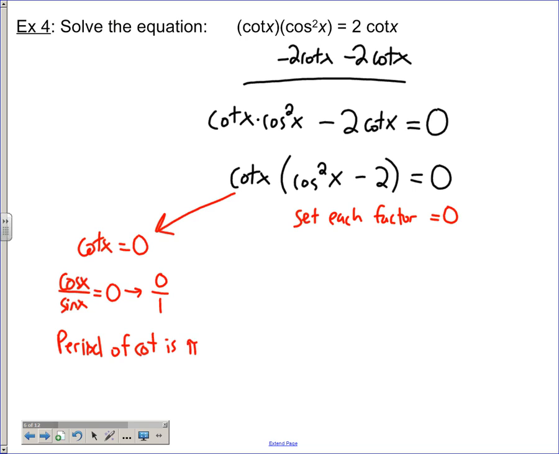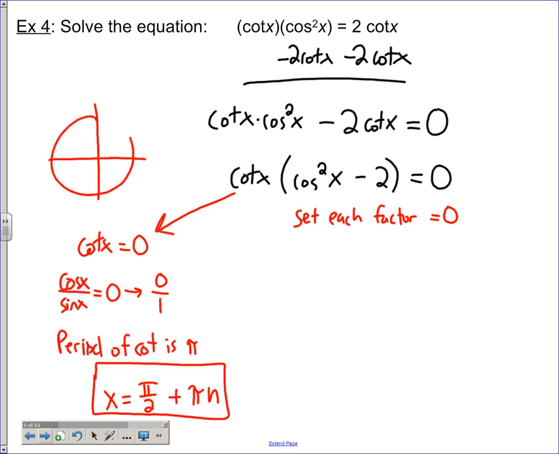So we're going to take our first answer. When cosine is 0 and sine is 1, that's at the angle pi over 2. So our first answer is x equals pi over 2 plus pi n. Okay? So just a quick sketch of the unit circle to make sure we know where we're at. We're at this vertical line, pi over 2, the point 0, 1.